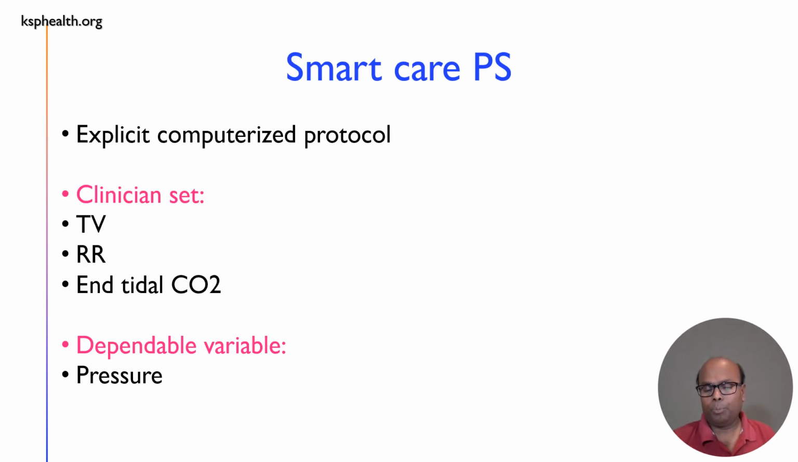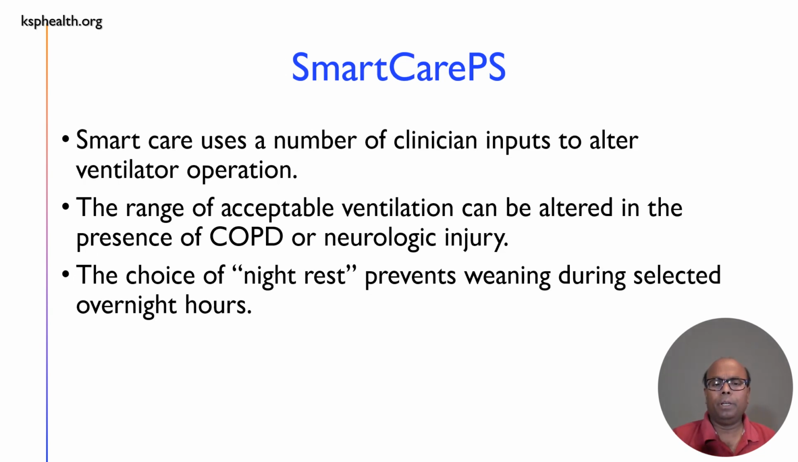SmartCare PS. I do not have any personal experience with SmartCare PS, but the model is valuable in certain settings. It's an explicit computerized protocol where the clinician sets tidal volume, respiratory rate, and end-tidal CO2. As a result, whenever you set tidal volume, the dependent variable becomes pressure. So in this one, there are a number of clinician inputs to alter the ventilation operation. It is very good in patients with traumatic brain injury because it monitors carbon dioxide. So normocarbia between 35 to 40 can be easily maintained in this particular computerized model.